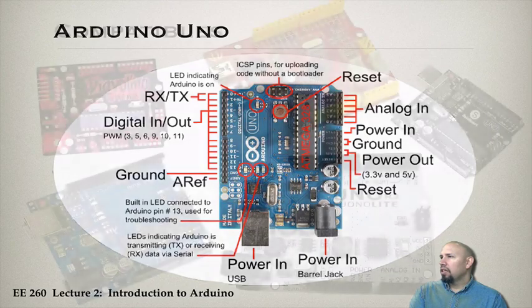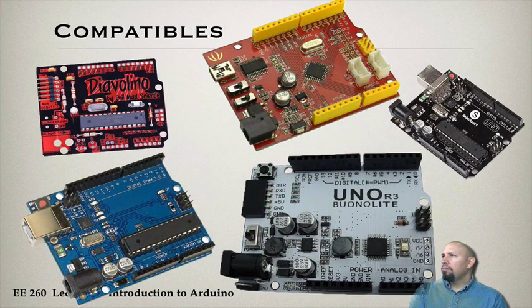So this is a layout of that. There are many compatibles for the Arduino. The Arduino people made the Arduino open source, which means the basic functionality of the Arduino is defined by specifications. Anyone can build an Arduino that meets those specifications, and as a result, people have built their own Arduino. So here are some example Arduinos, or compatible type Arduinos.